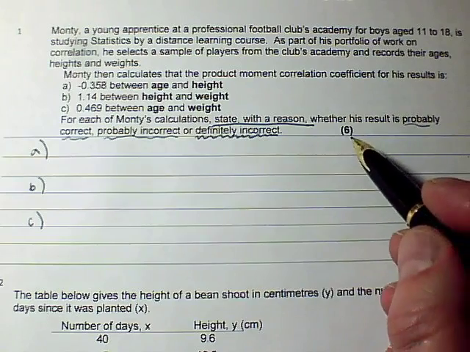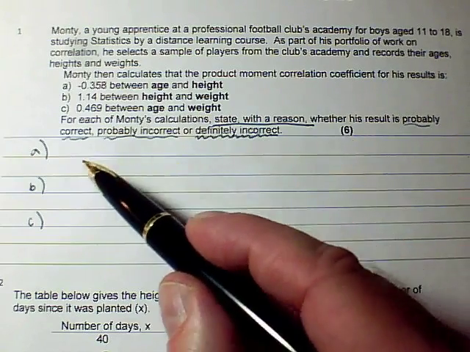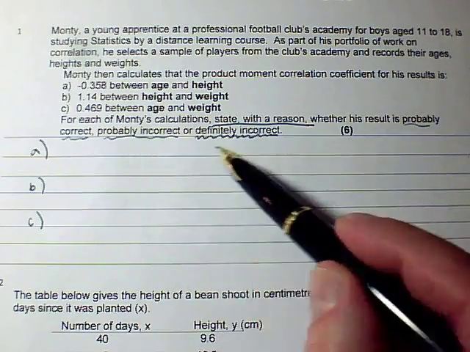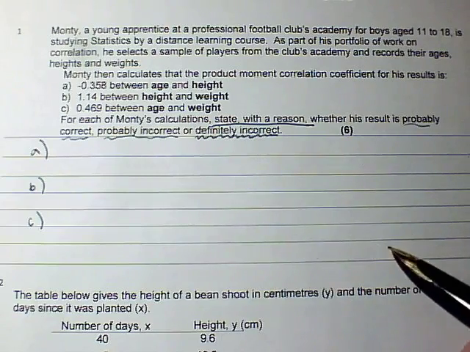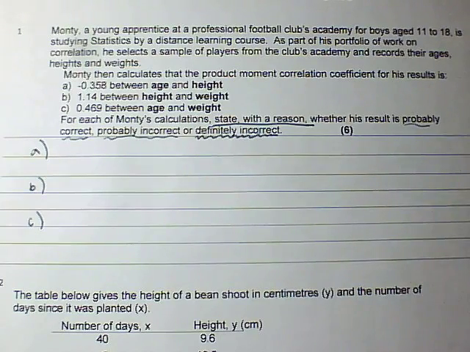And just make sure for your 6 marks for each of them, you've given one of these three descriptions and then a reason with it. Okay, that's how your 6 marks is made up.